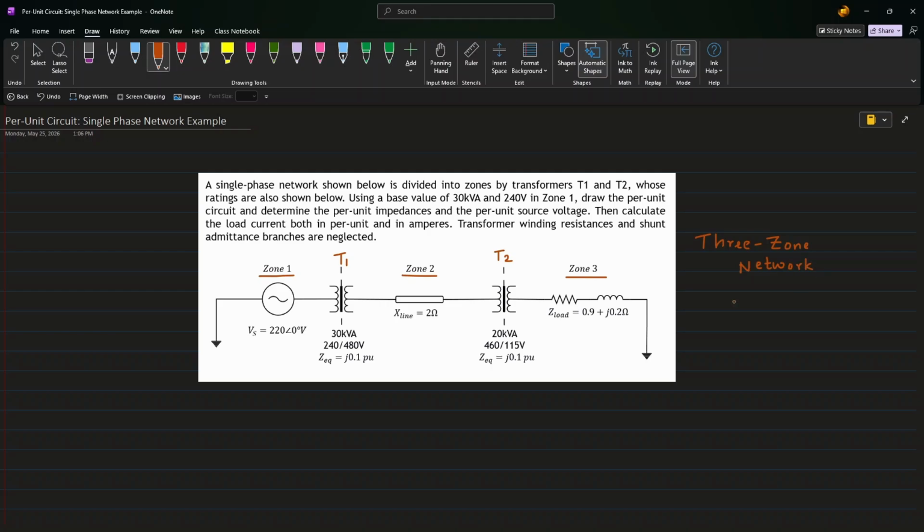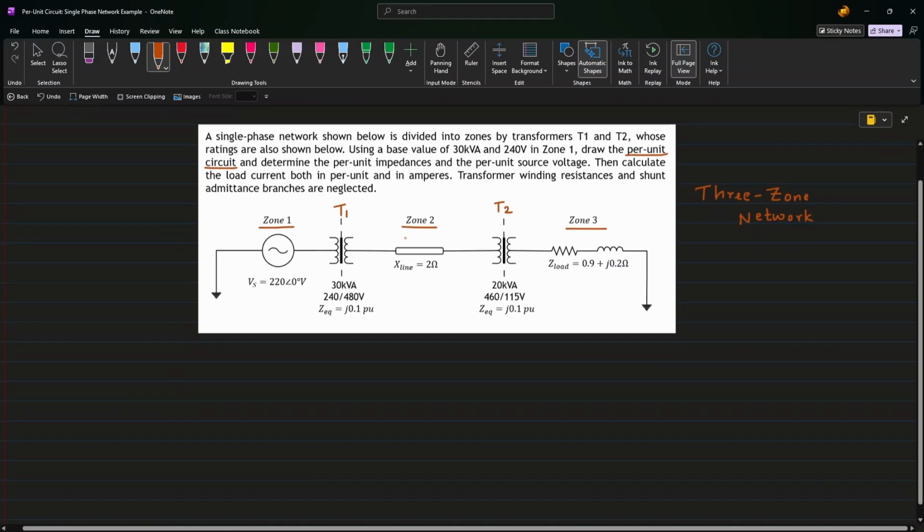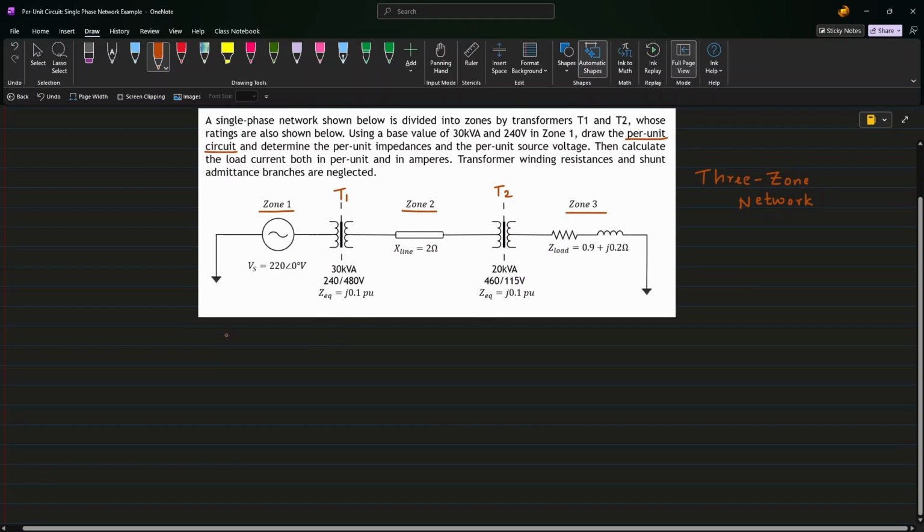As the question says, we have to draw the per unit circuit and determine the per unit impedances and the per unit source voltage. Then we can calculate the load current in per unit form and in amperes. For ease, as stated, we can neglect the transformer winding resistances and shunt admittances. So, for a per unit analysis, based on what we discussed, you know that we have to select two independent base values. Typically, we can select an apparent power base which remains the same throughout the power system. In the question, they have asked us to select the apparent power base as 30 kilovolt amperes.